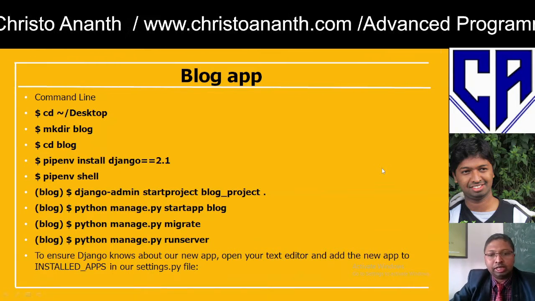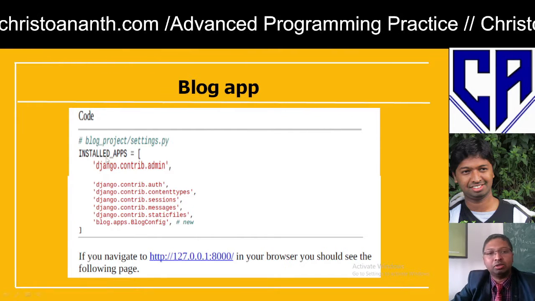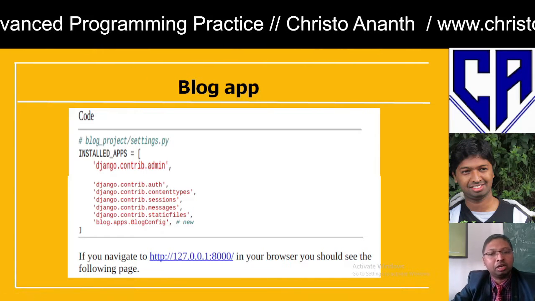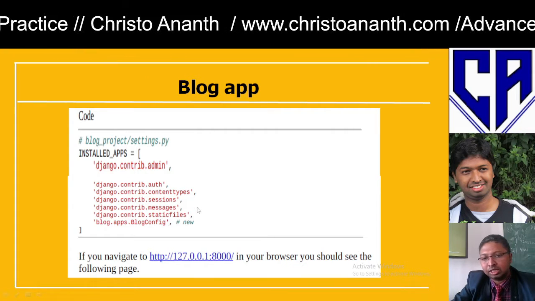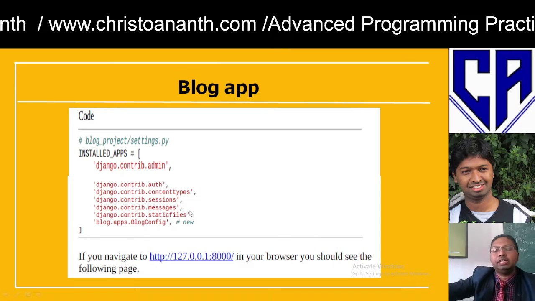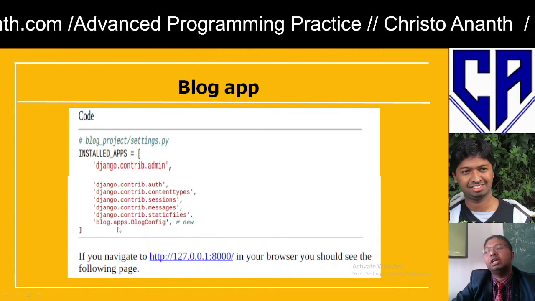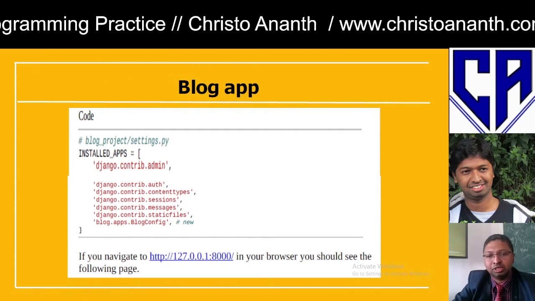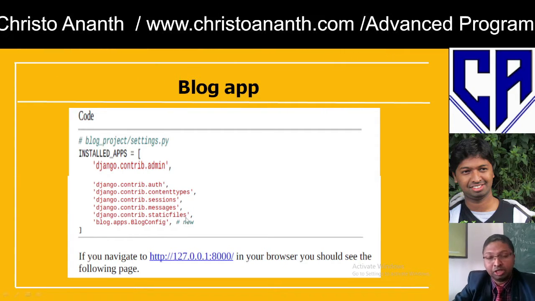So in the text editor you can do the same thing, install apps. INSTALLED_APPS is equal to django.contrib.admin, django.contrib.auth, django.contrib.contenttypes, django.contrib.sessions, messages, staticfiles, everything the same, but the only difference is the last line. There we had messageboard.apps.MessageboardConfig. So here, blog.apps.BlogConfig. That was the new code that you enter.